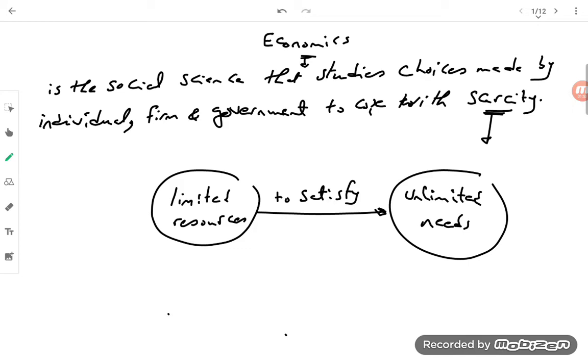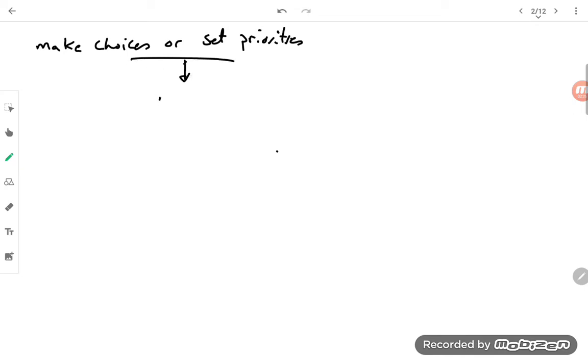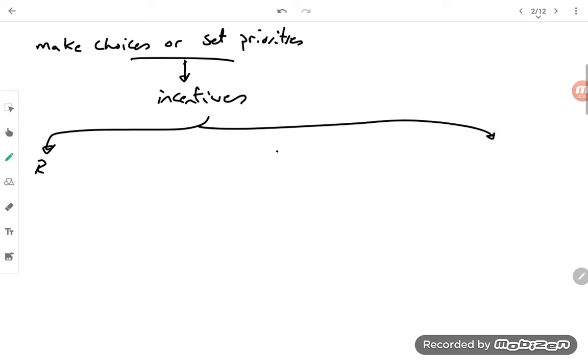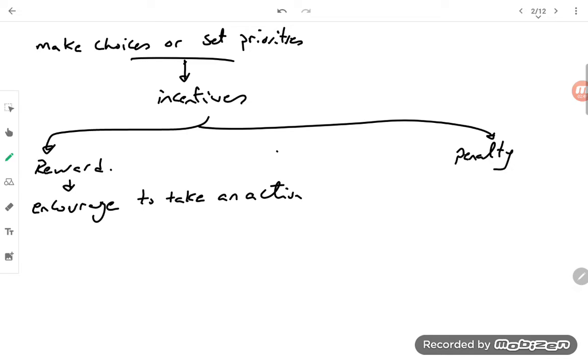Due to problem of scarcity, we have to make choices or to set priorities. These choices or priorities are based on incentives. The incentives can be a reward that encourages me to take an action, or a penalty that discourages me from doing an action.